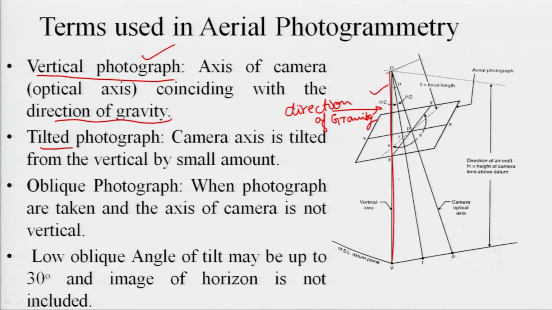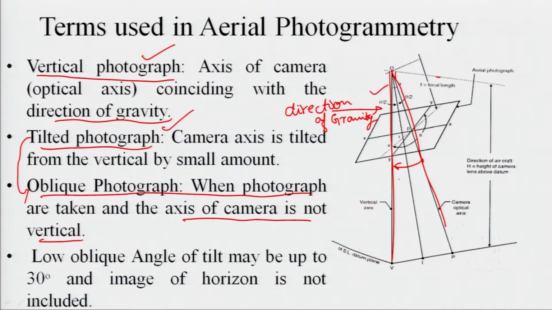Now talking about tilted photograph, if that axis is tilted or does not coincide with the direction of gravity, then the photo obtained is known as tilted photograph, like this. This is somewhat tilted from the direction of gravity. And during this type of photograph, we can obtain an oblique photograph. Oblique photographs are also photographs in which the axis of camera is not vertical. Oblique photographs can be divided into two different parts, low oblique and high oblique.